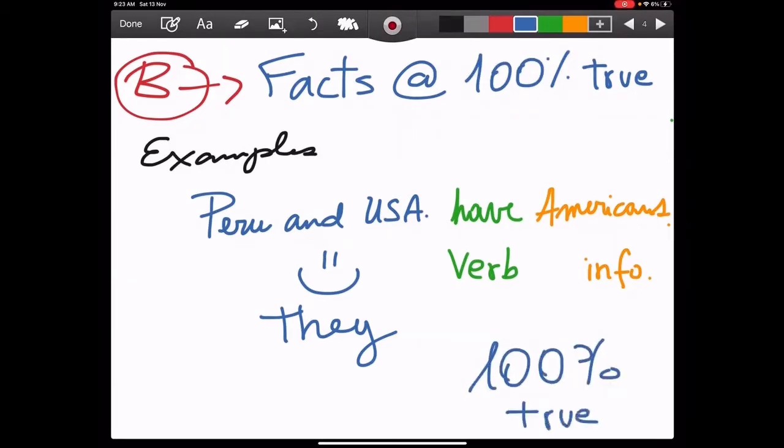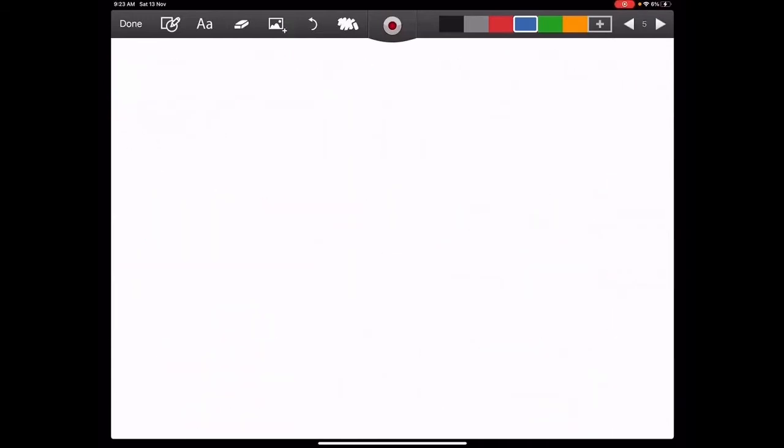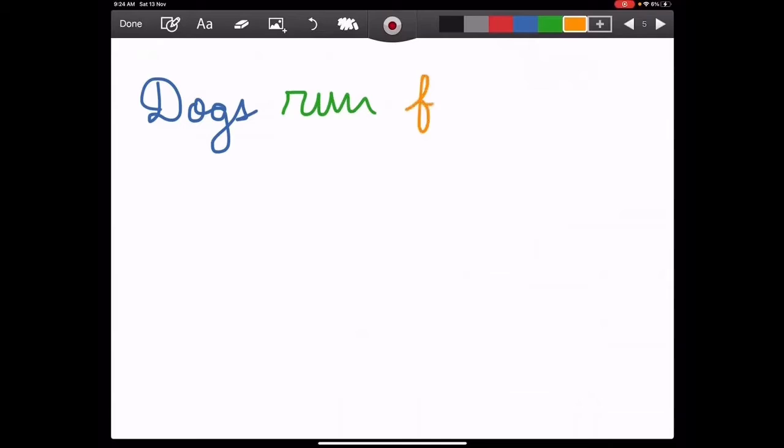100% true. Another example can be another fact that is very common for today's life. Let's talk about pets. For example, dogs. What can I say about dogs? Well, dogs run fast, right? They move quickly. They run fast. This is a true fact, something that everybody accepts as it is 100% true. Dogs run fast. Present simple.